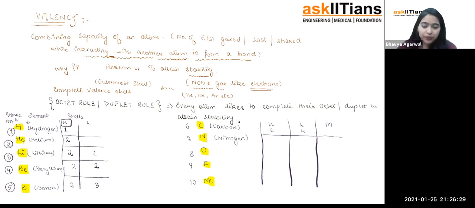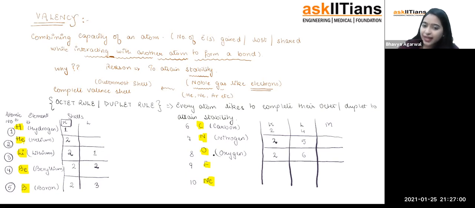So this nitrogen is 7. So 2 electrons will go to K. 5 electrons are remaining, which will go to L. Next atom is O. O stands for oxygen. In oxygen, we have 8 as the atomic number, which means there are 2 electrons given to K subshell. Remaining electrons are 6, which will go to L.